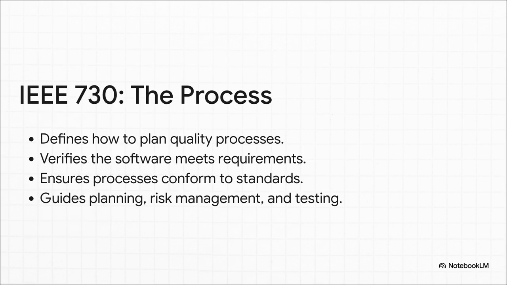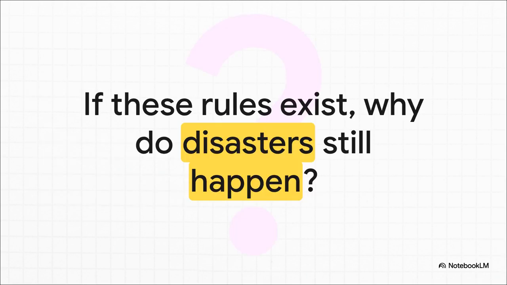And then there's the IEEE standard. This is all about making sure the development team has a rock-solid plan. It defines how to map out quality control, how to verify that the software meets all its requirements, and how to manage risks along the way. It's really the discipline behind the whole creation process. So, here's the million-dollar question.